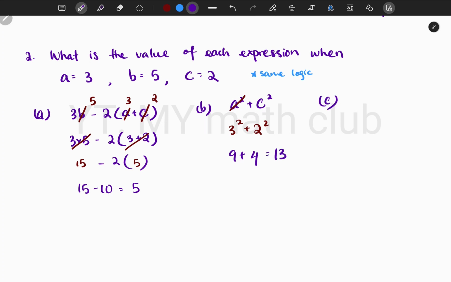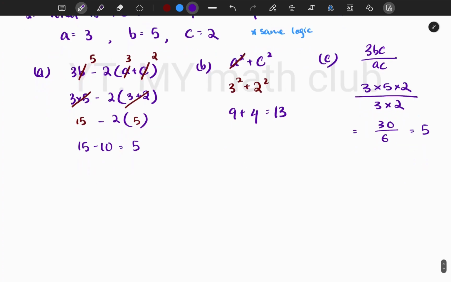Let's try another one. Question C. 3bc divided by ac. So 3 times b, which is 5, times c, which is 2. So 3 times 2 times 5, that is equal to 30. And a times c is equal to 3 times 2, which is 6. So 30 divided by 6, you're going to get 5. Okay, so that was pretty easy. Let's just try out another question.